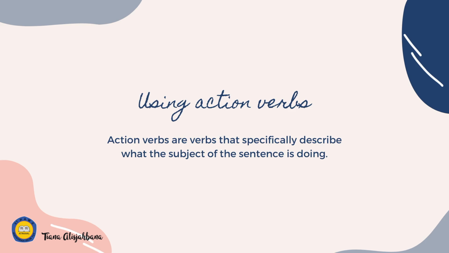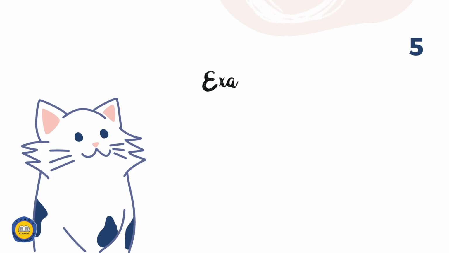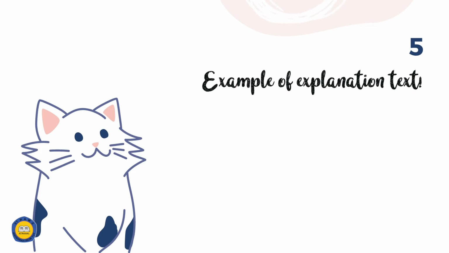Other than that, explanation text uses action verbs. Well, this is something we all know already. Action verbs are verbs that specifically describe what the subject of the sentence is doing. Last but not least, an explanation text uses scientific terms. Scientific terms or terminology is the part of the language that is used by scientists in the context of professional activities. To be more clear, let's look at some examples of an explanation text.